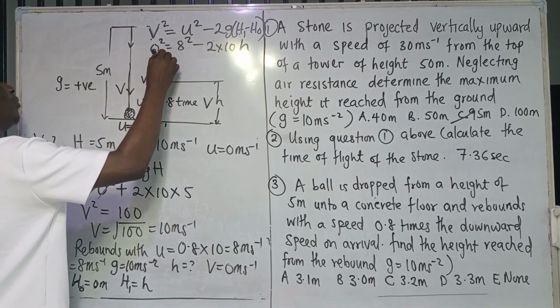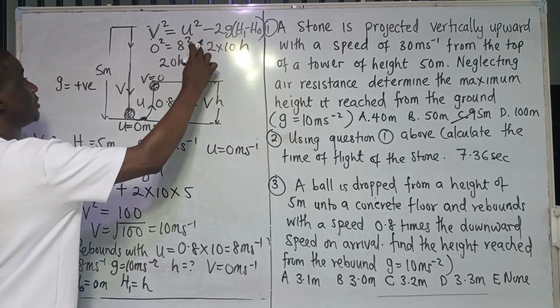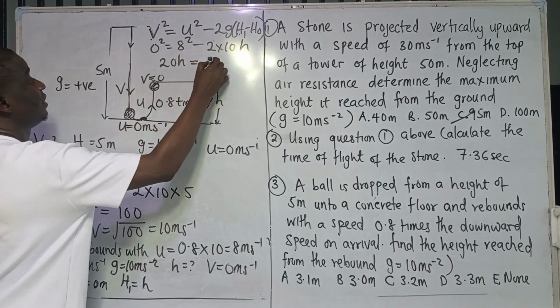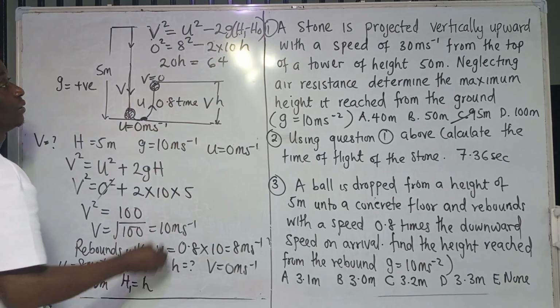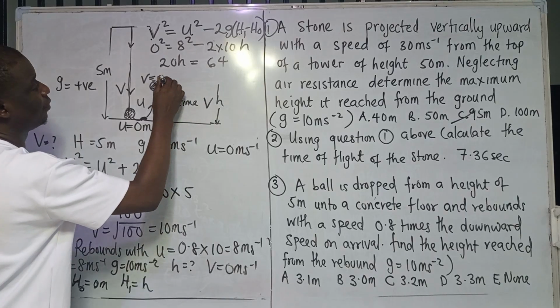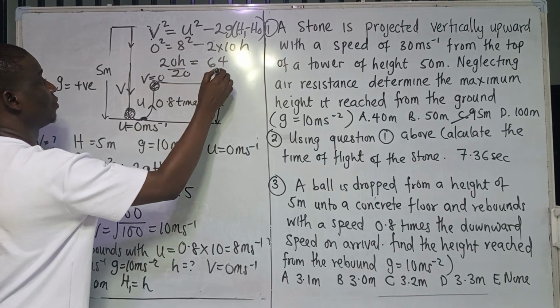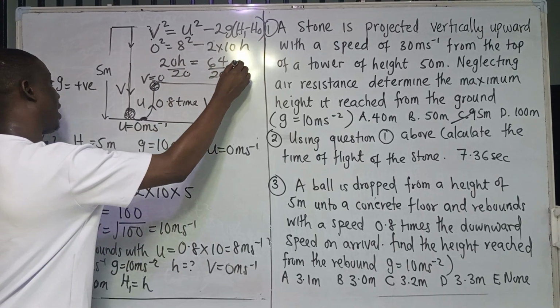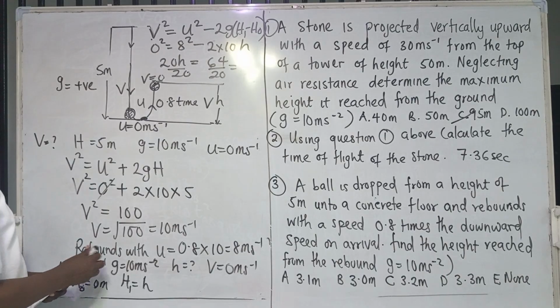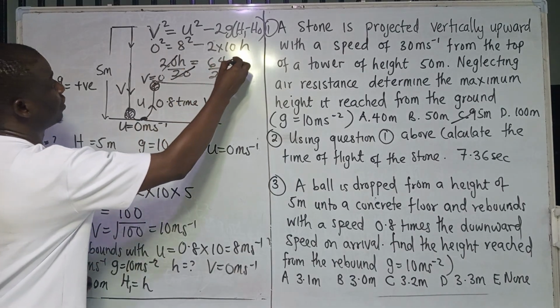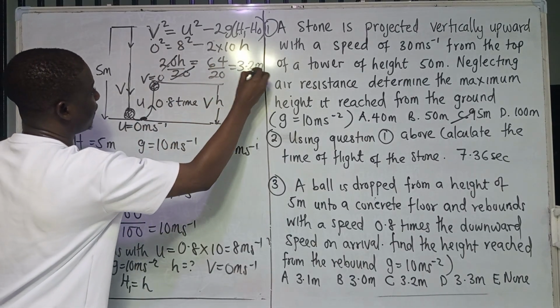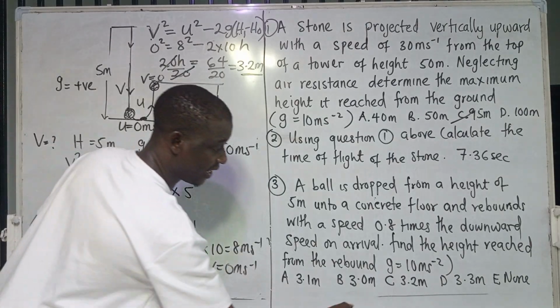Then take it to the other side, and it becomes minus 20h. When you cross it down, you have 64. Now what do you do? Divide both sides by 20. So h will now be equal to 3.2 meters.